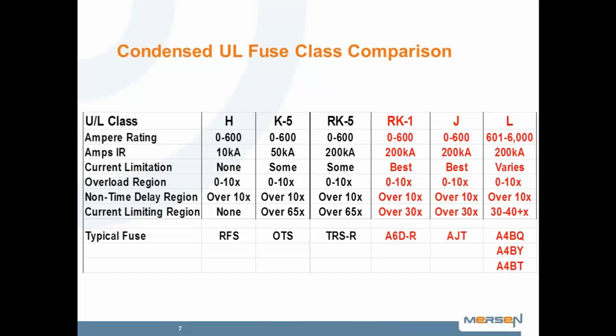RK5 is the most common fuse actually used, not new installations, but actually used in fuse clips today. And it has 200K interrupting rating, has some current limitation, and it still has the 65 times the amp rating to begin current limitation. And a typical part number would be TRSR.